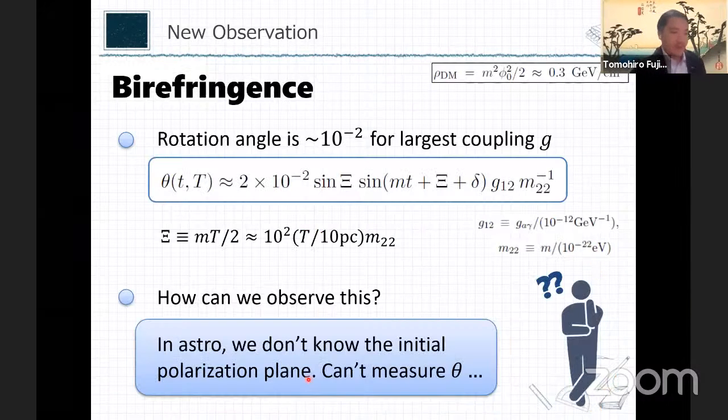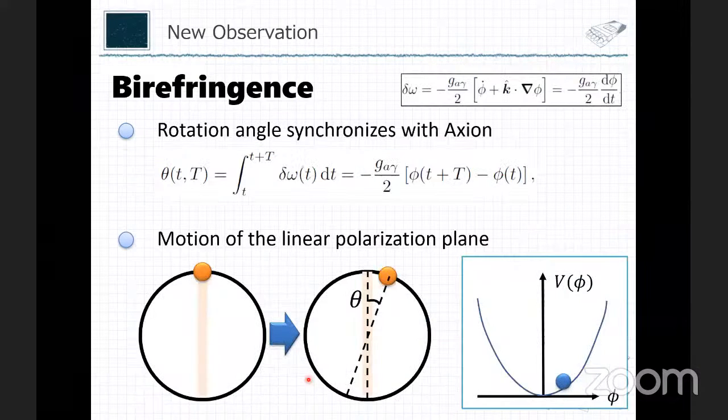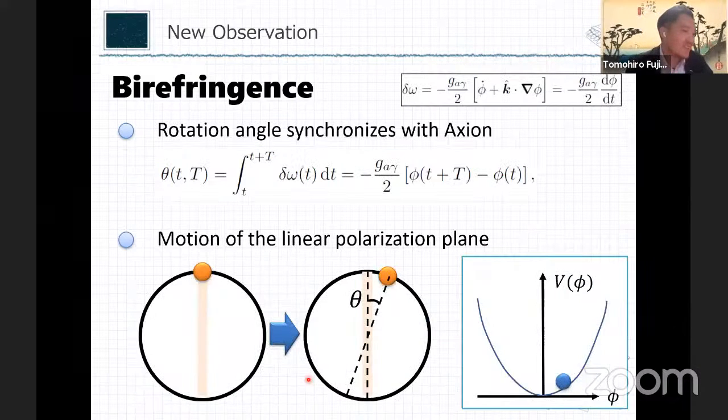Can I ask a question? Yes. So far, you assume that the axion field oscillates coherently everywhere. But what happens if you take into account the realization and the decoherence? That's also a very good question. And I didn't assume axion is coherent everywhere. You don't need to assume that.